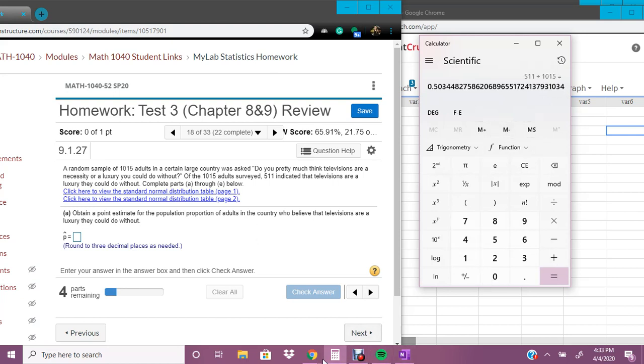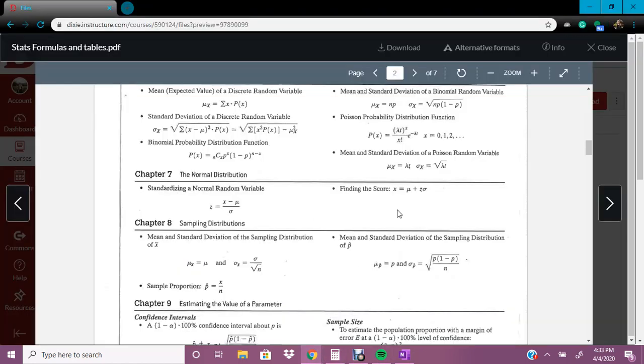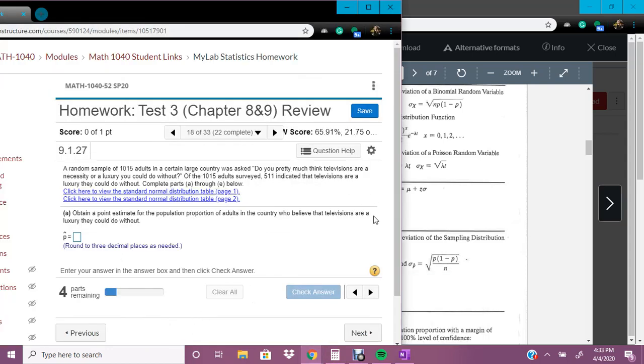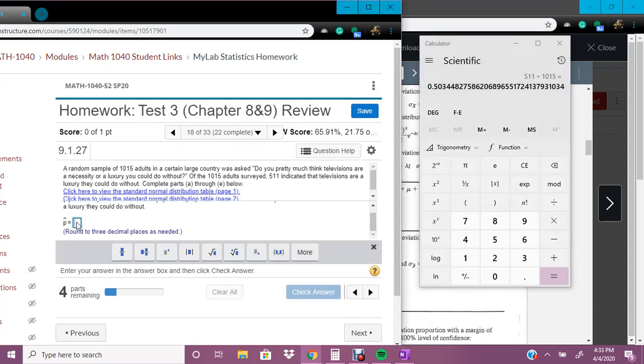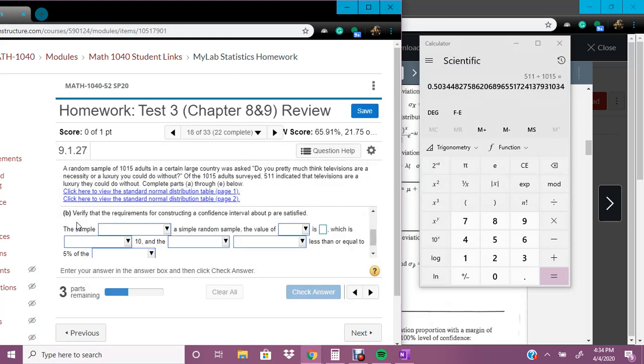I believe this equation is on the formula sheet. Let me check. Yeah, this one right here, sample proportion, p equals x over n. So that's the number of things that say yes or whatever over how many people you asked. So we can type that number right into here. Okay.